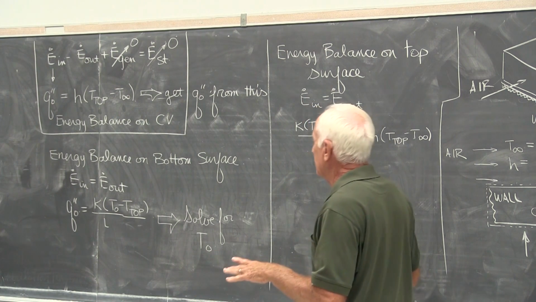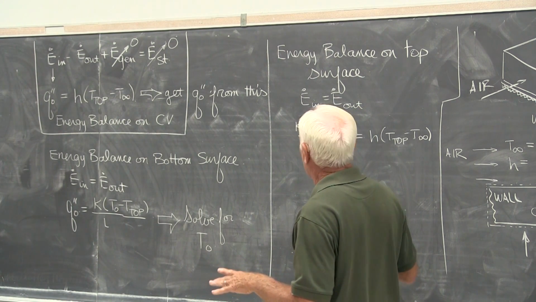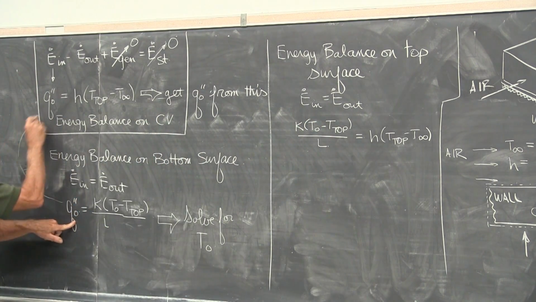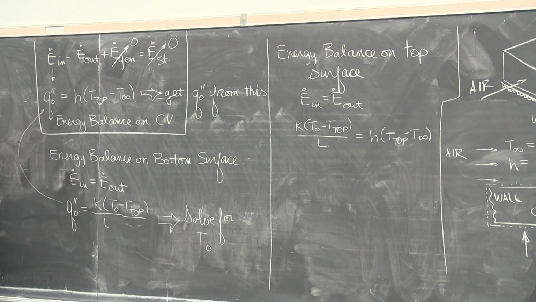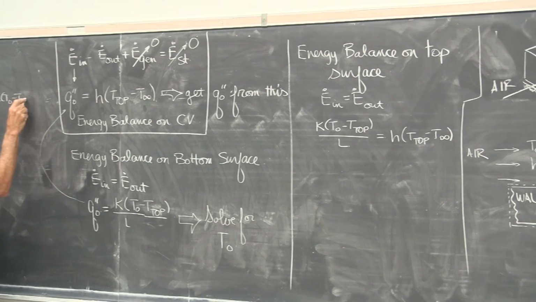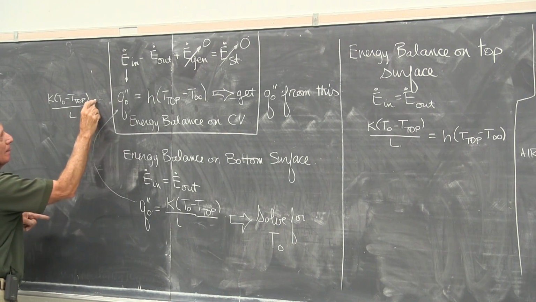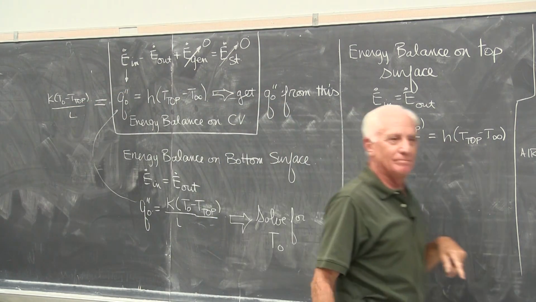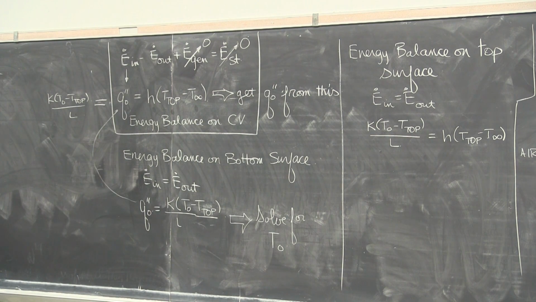Are they independent? Let's see. If I put this Q naught up here, that's equal to K times T naught minus T top divided by L. Those two guys right there. Same. Nope, not independent. There's three equations, but they're not independent. There's only two independent equations, which means you can only solve for two unknowns. Guess how many unknowns you have to find? Two. That's why.